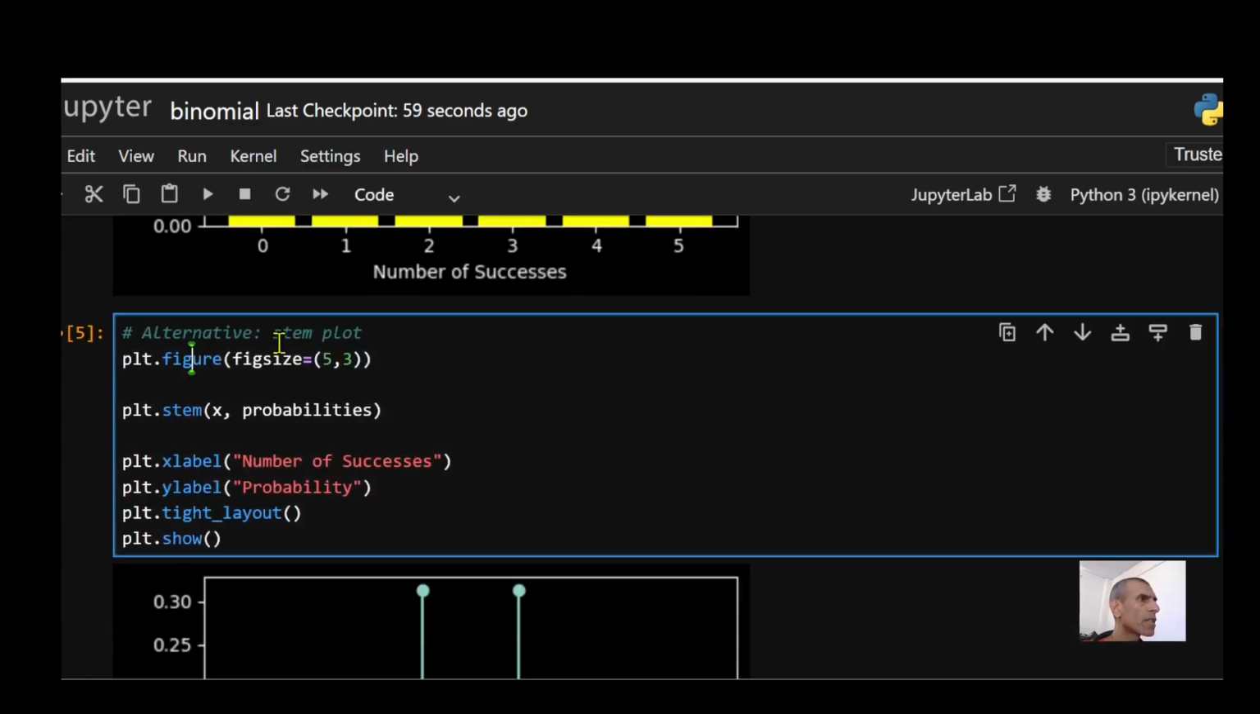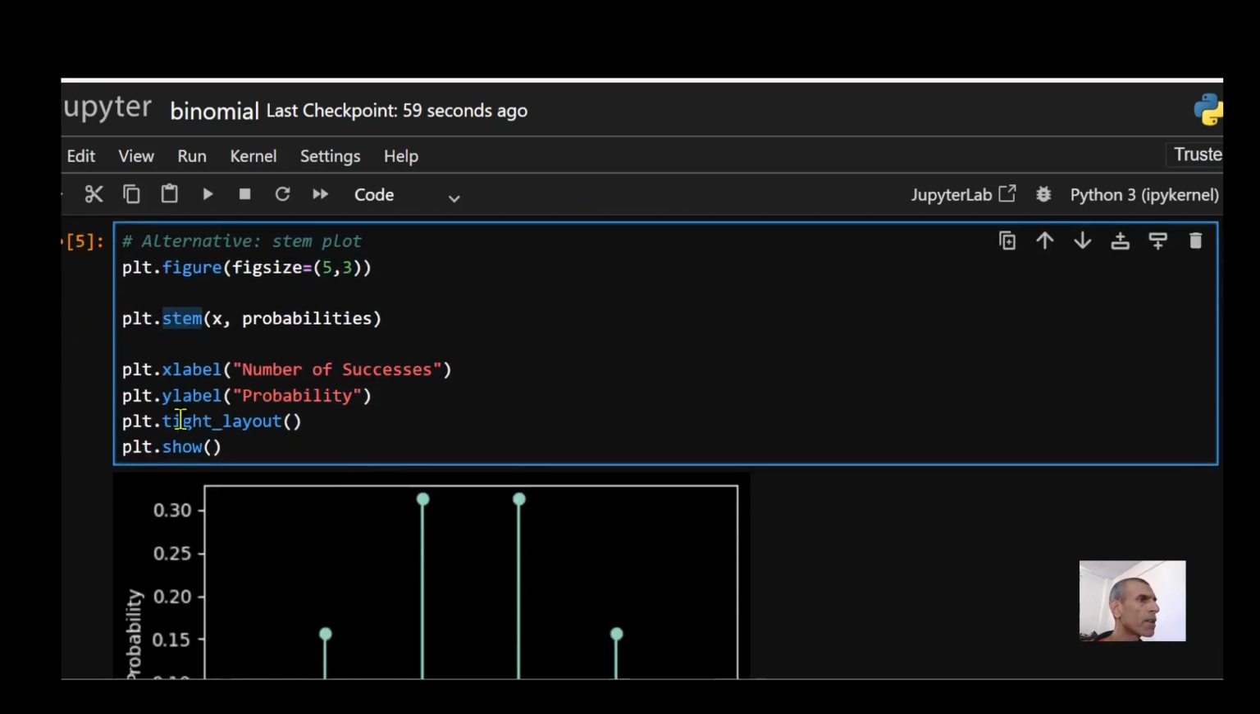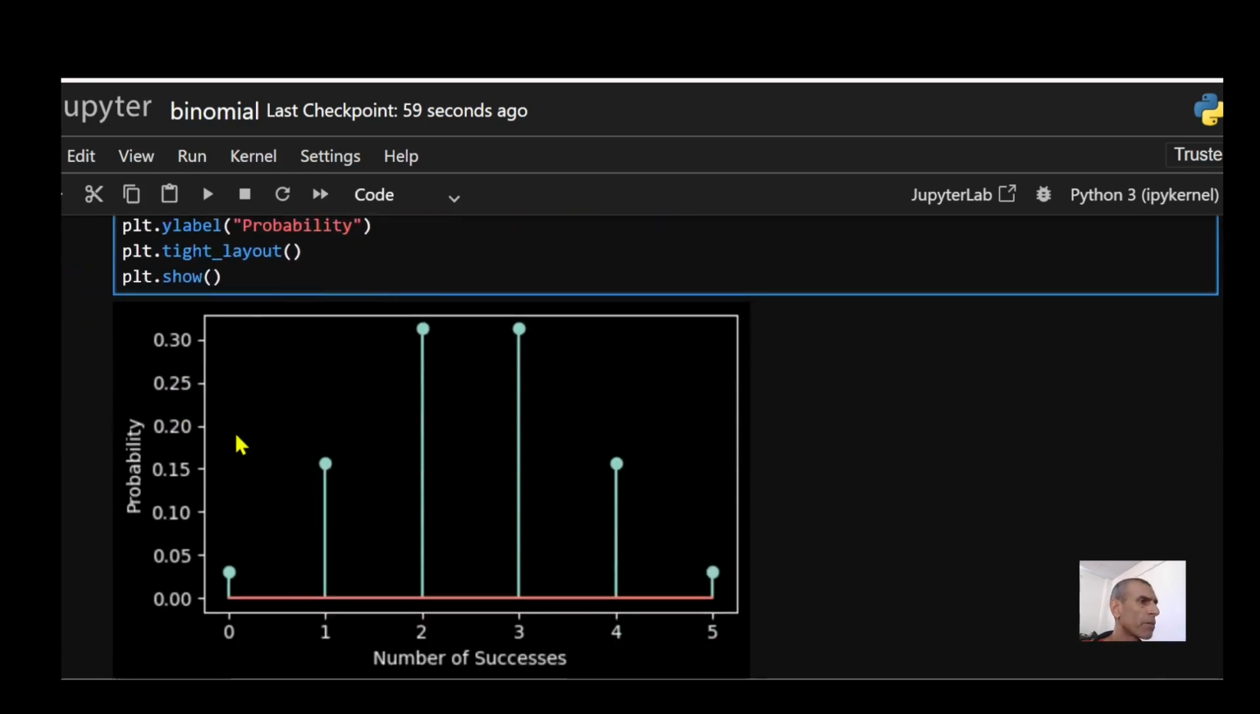Then in this case, I'm also doing a stem plot. So this is my stem plot right here. I'm just calling stem plot, and this is how it looks with the stem plot. A little bit more visual, a little bit more aesthetic. I kind of like stem plot over bar plot.